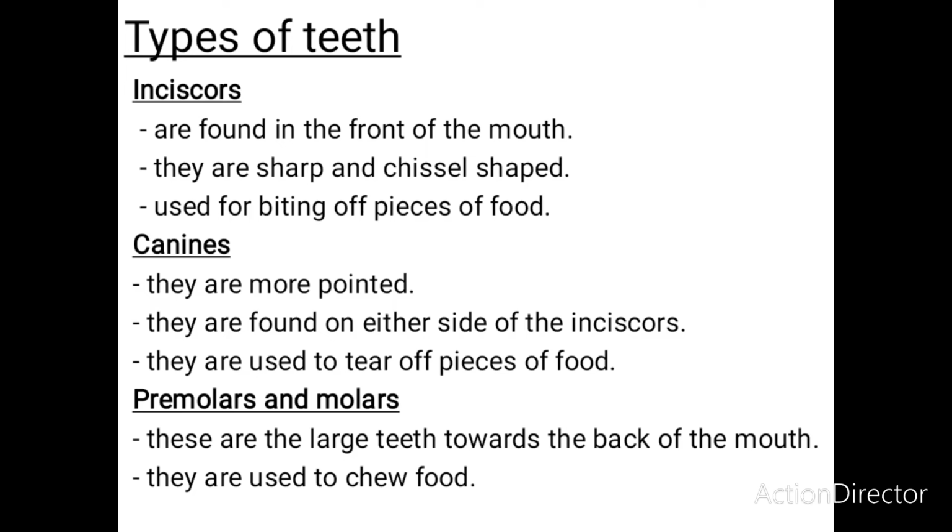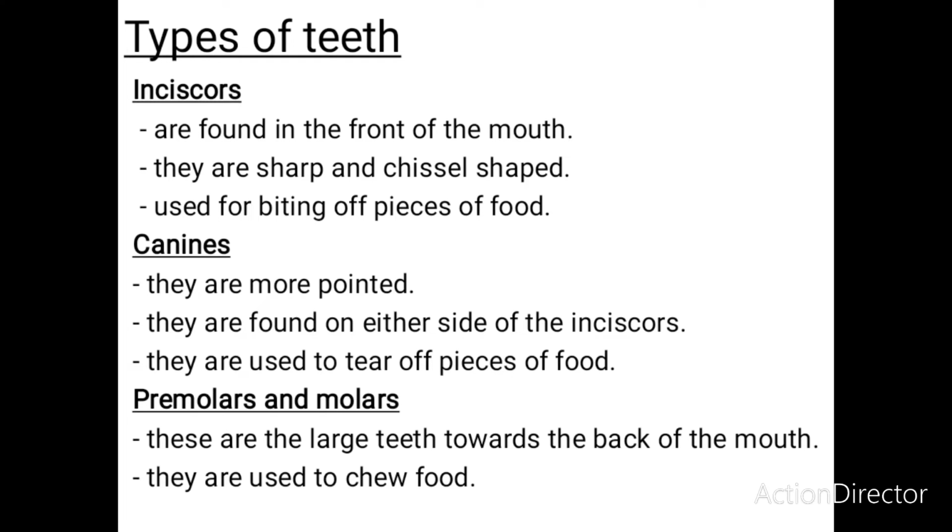Different types of teeth are found in the mouth. These are the incisors, canines, premolars, and molars. The incisors are found right in front of the mouth. There are 4 incisors on the upper jaw and 4 incisors on the lower jaw. The incisors are sharp and chisel shaped, and they are used for biting off food pieces.